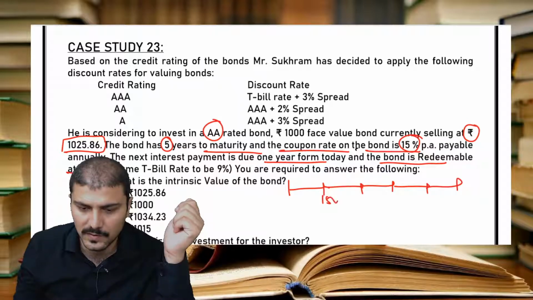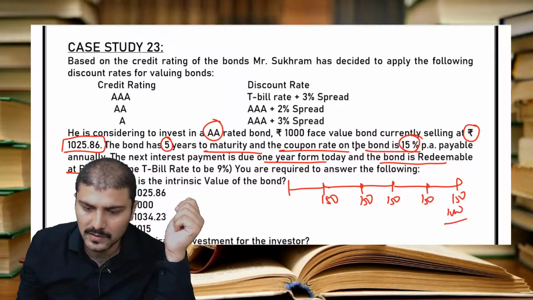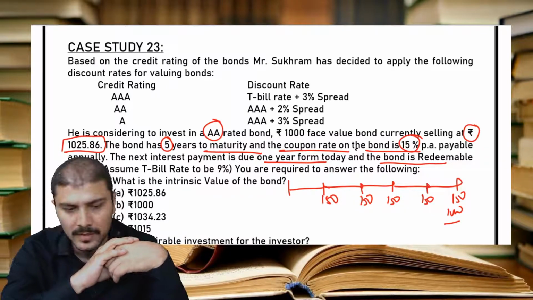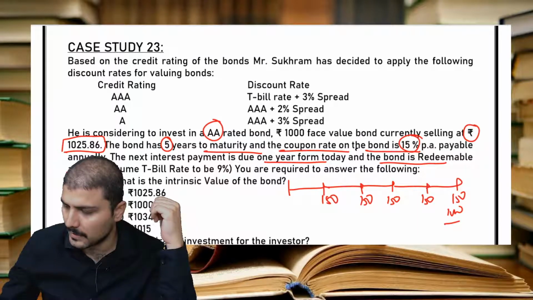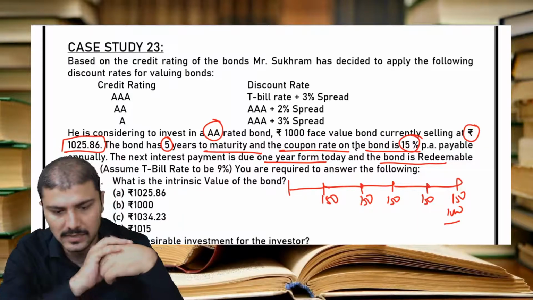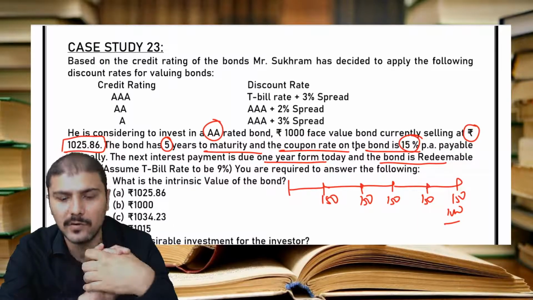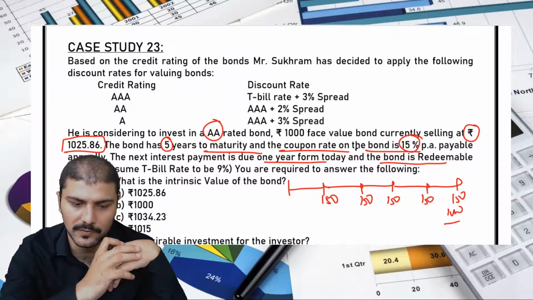That means at the end of the 5th year, I'll receive 1000 rupees also. So if I make a timeline, then this will be the amount that I am going to receive at the end of every year if I invest in this particular bond. So here, assuming that the T-bill rate in this case is 9%, given. So how to calculate the value of the bond in this particular situation? Let's try to understand that particular fact first.